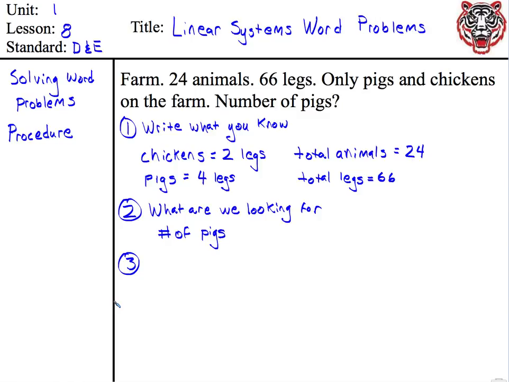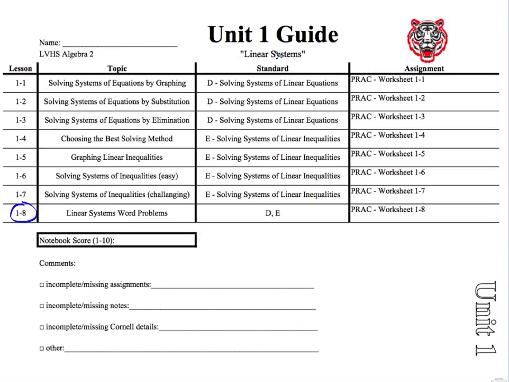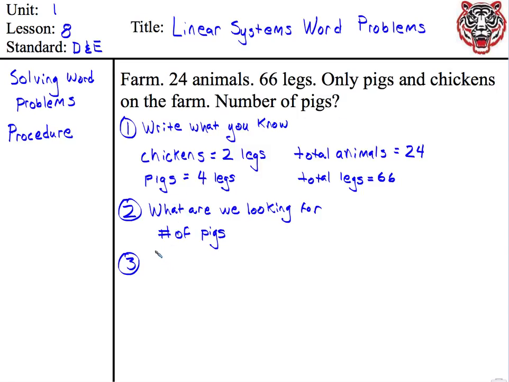Okay, then we have to get some variables because, again, we are in the unit. Take a look at our unit guide again. Our unit is linear systems, which means system. Definition of system again was more than one, two or more, so having multiple equations. And then linear means we're all dealing with lines. So we need to get some variables here for our lines, for our system of linear equations. So let's go ahead and define our variables in step 3. Define variables.